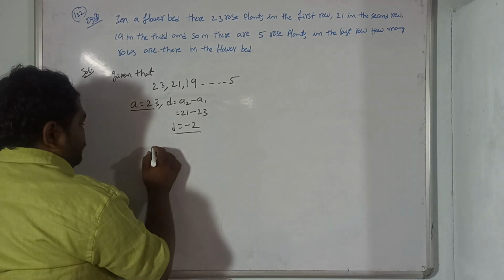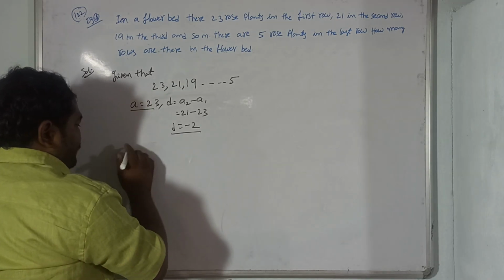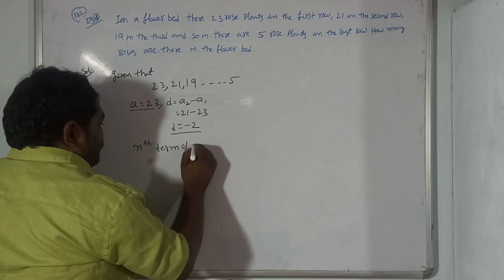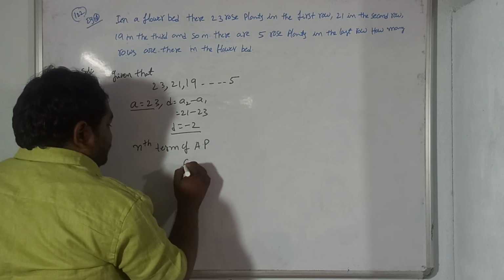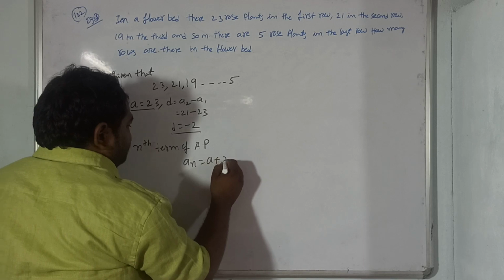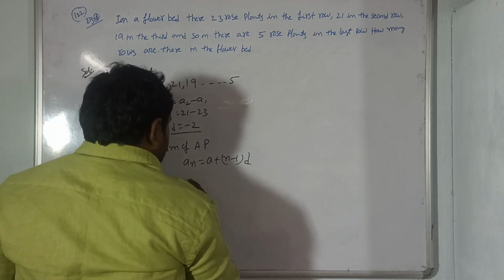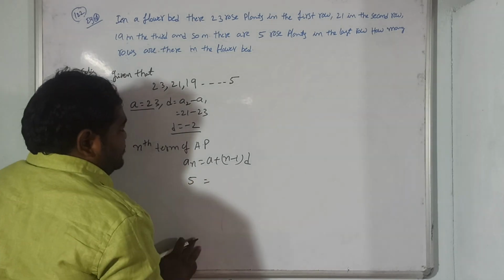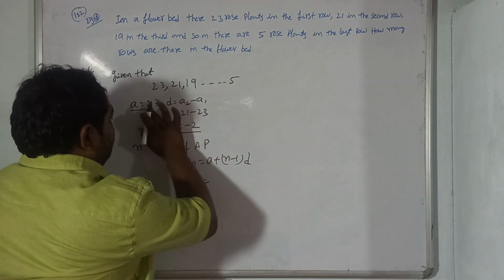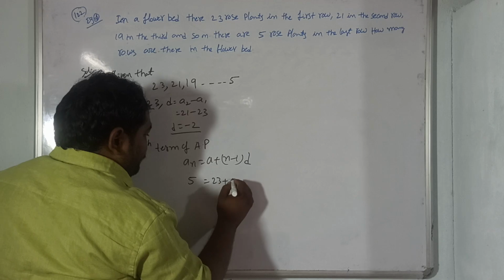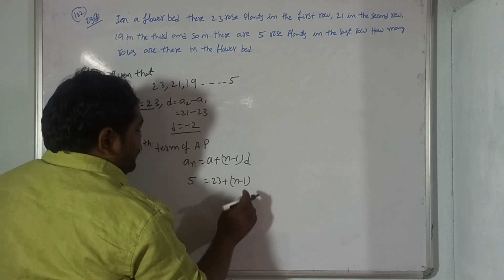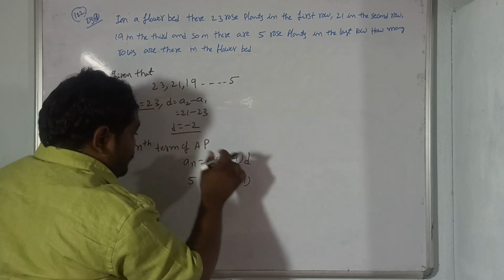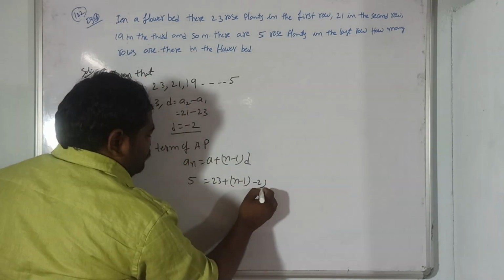Okay, now I have to check the nth term of AP. Nth term of arithmetic progression An is given by A plus n minus 1 into D. Here An stands for last row contains 5 rose plants and A stands for 23 plus n minus 1. We have to calculate the value of n. Here n stands for how many number of rows. D stands for minus 2.